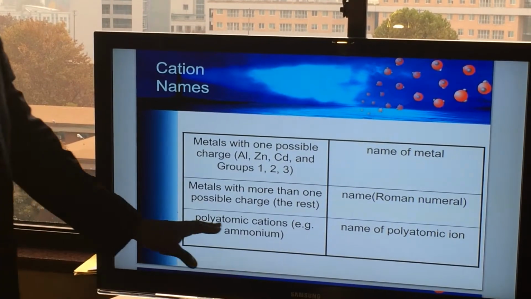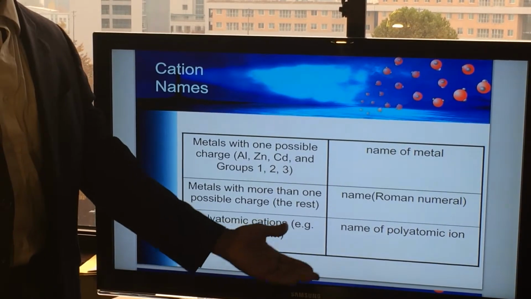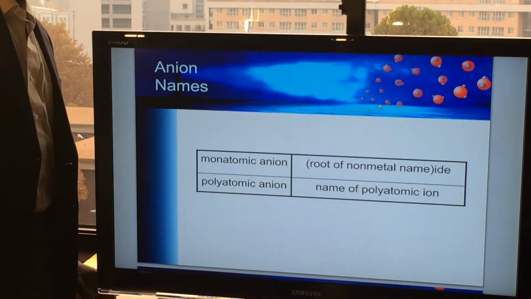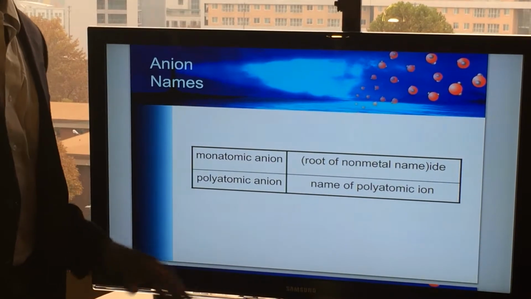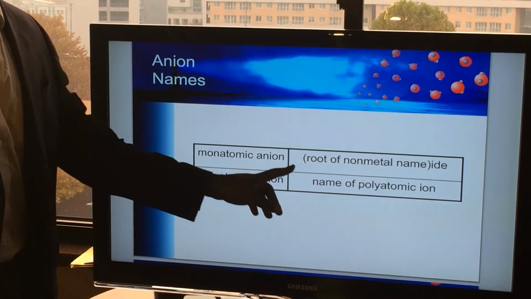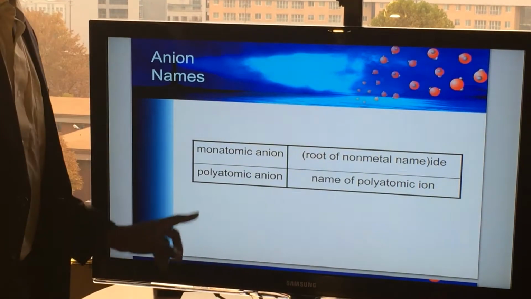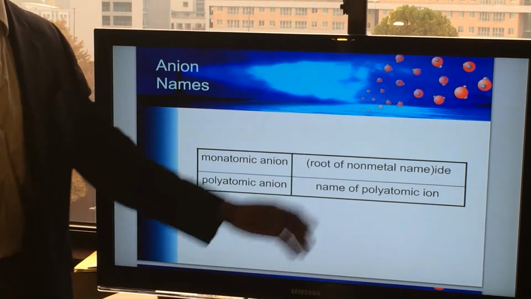For polyatomic cations, such as ammonium, you need to just give the name of the polyatomic ion. And this is a much shorter list. For naming anions, you only have 2 options. If it's monatomic, you give the root of the nonmetal and you use the suffix "-ide." And for polyatomic anions, you just provide the name of the polyatomic anion.